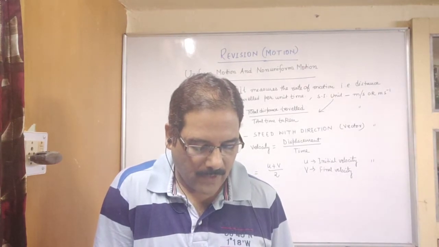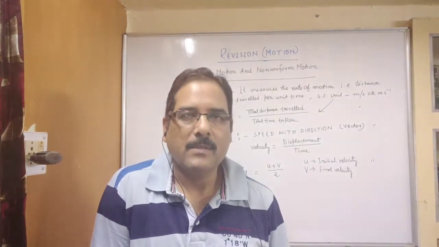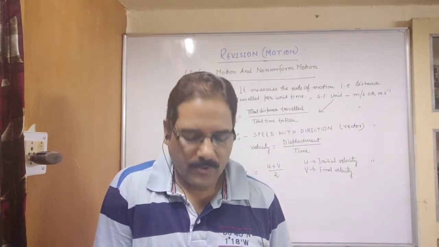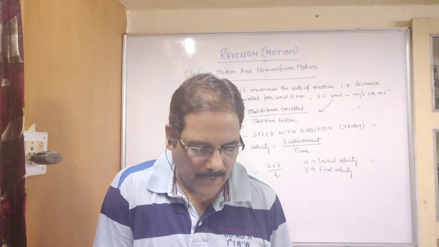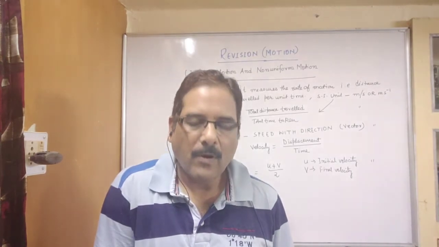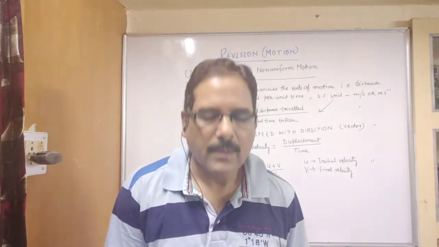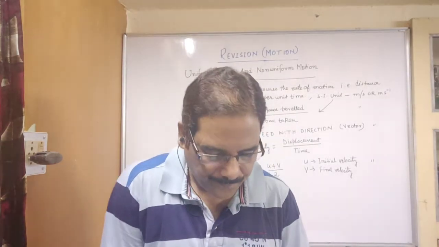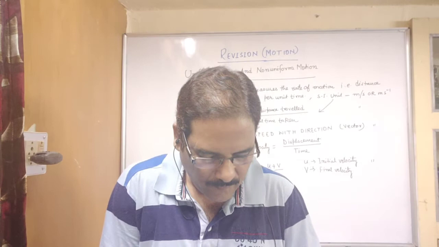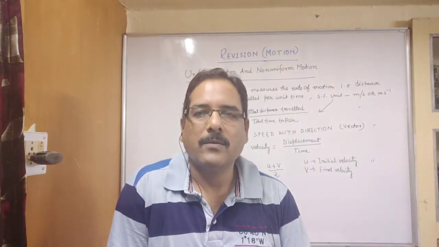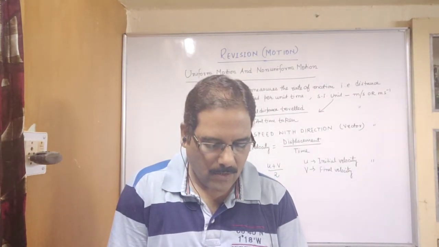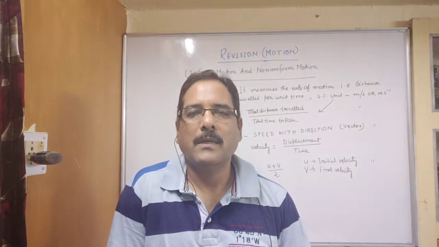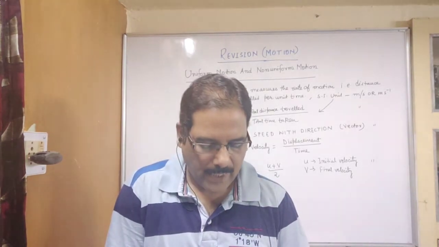Average velocity will be equal to average speed when the object is moving in uniform motion. If the object is performing uniform motion, then average velocity and average speed are the same or equal. Then the third question is: what does the odometer of an automobile measure? So the odometer measures the distance traveled by an object.